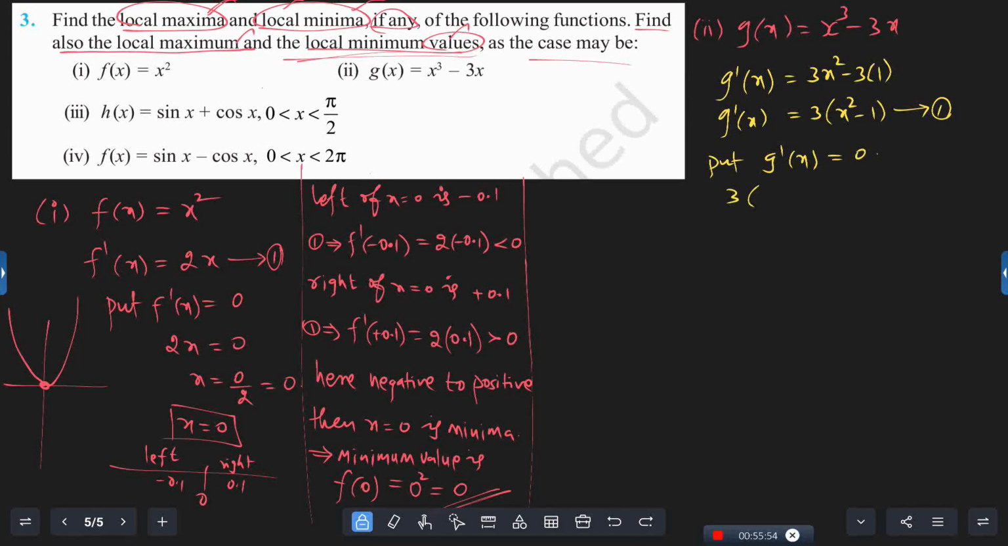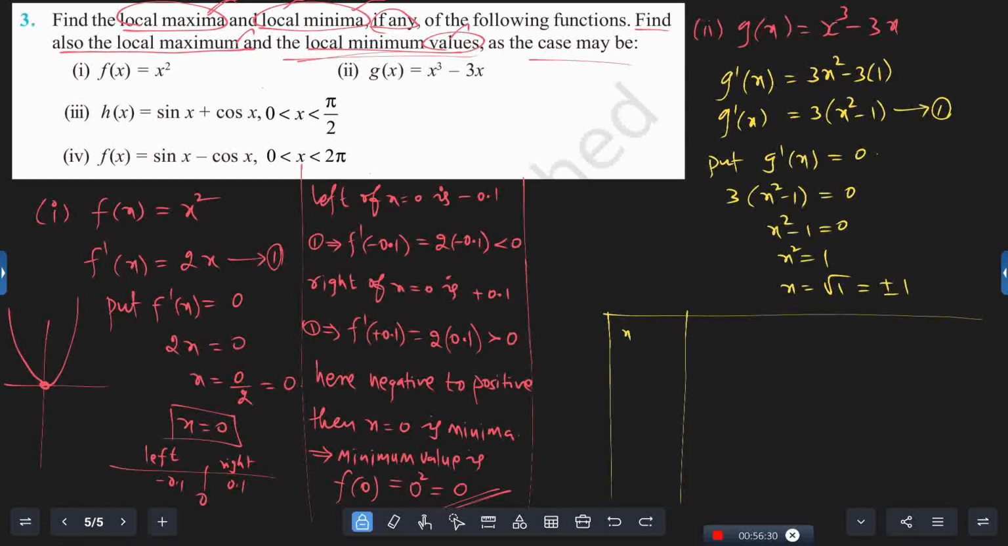Now 3 into g dash value, x square minus 1, is equal to 0. When you send the 3 to the other side, it divides, and 0 divided by anything is 0. So x square minus 1 equal to 0, x square equal to 1. Then x is equal to the square root of 1, which is plus or minus 1. So I am getting plus or minus 1. Then we have to make a table, as there are 2 values for x. Okay, so let me go to a table.